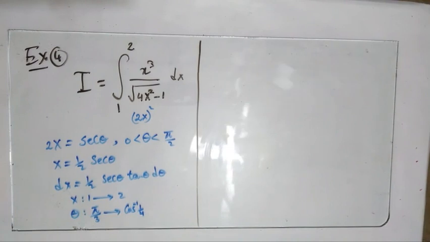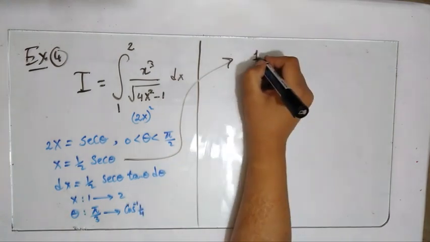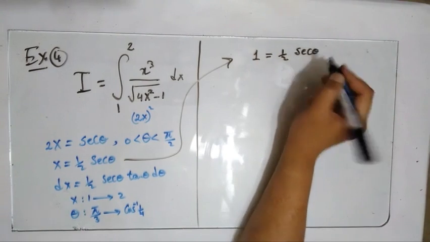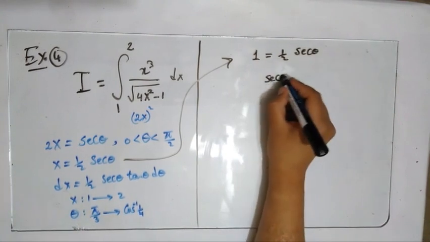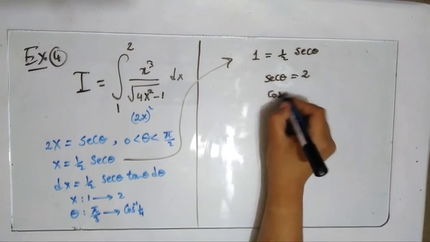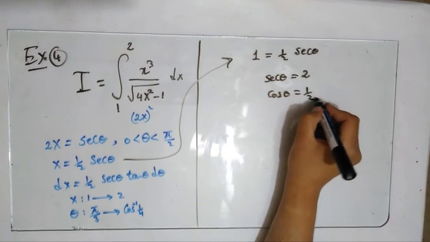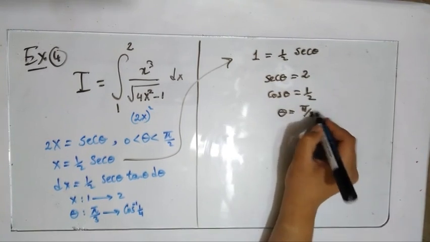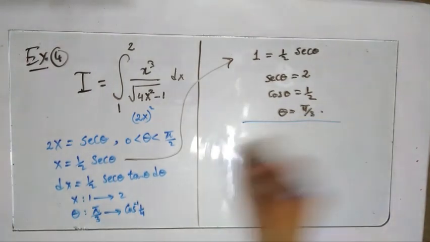Okay, so let's see why when x equals 1, theta is going to be pi over 3. We substitute x equal to 1, so it equals half sec theta. In this way sec theta equals 2, which means that cosine theta equals half, so theta equals pi over 3.